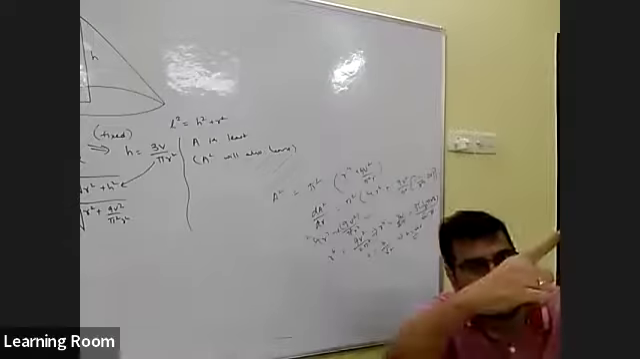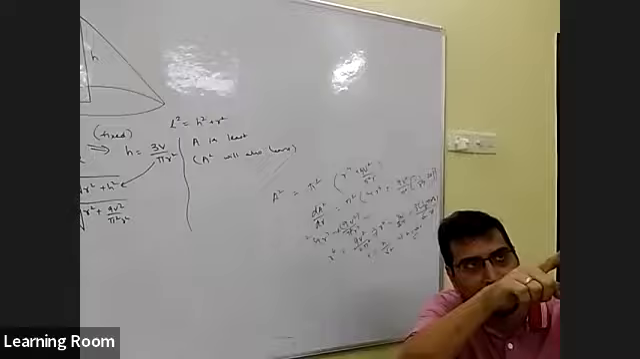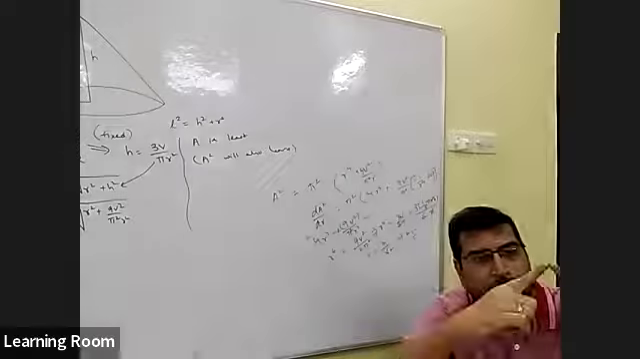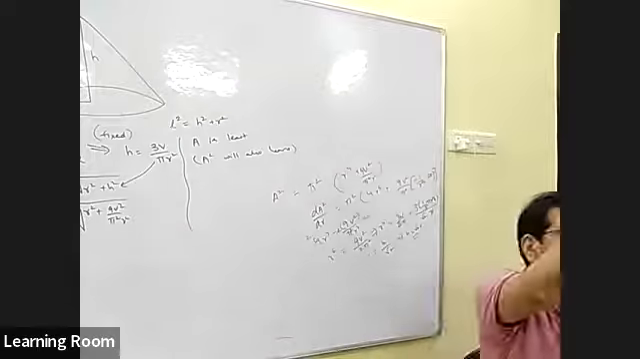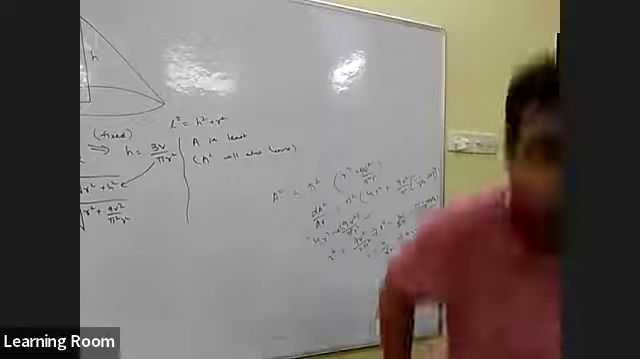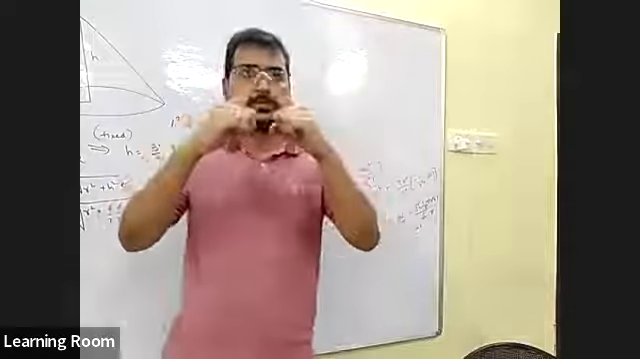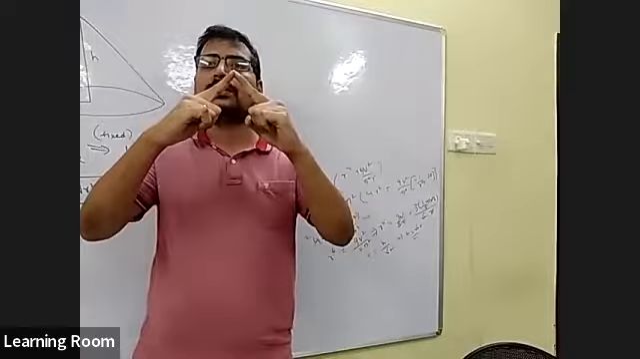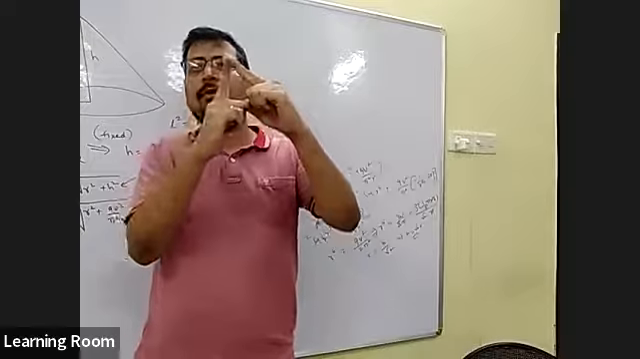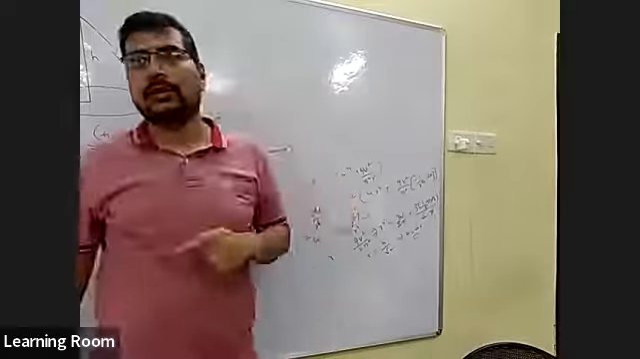Semi-vertical means, when the cone is like this and you draw a line, the whole angle at the top of the cone is called the vertical angle. Listen to this. When you take a cone, the angle between these two slant portions is called alpha. Then half of that is called the semi-vertical angle.